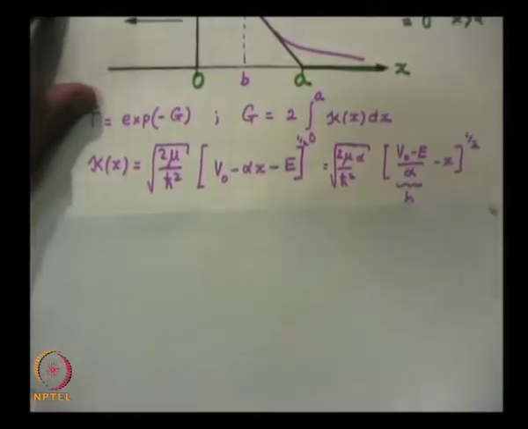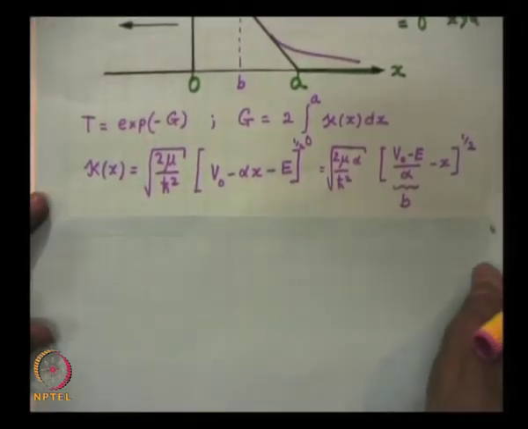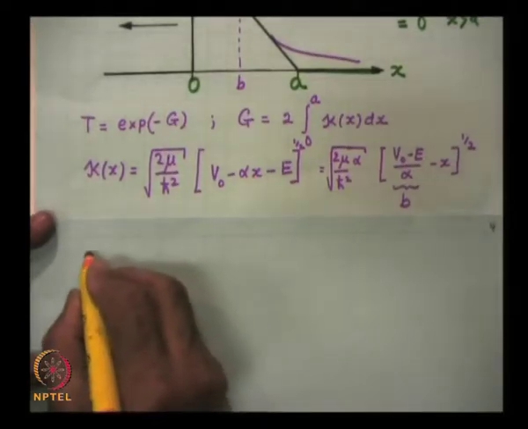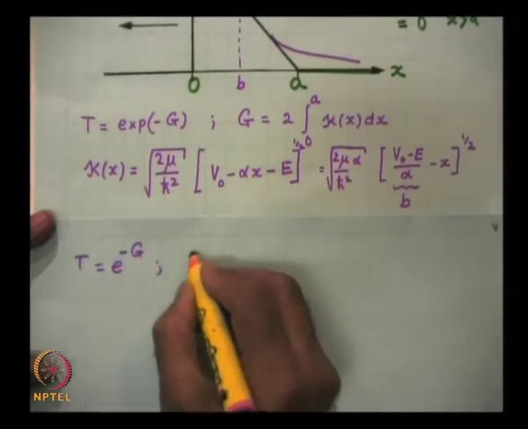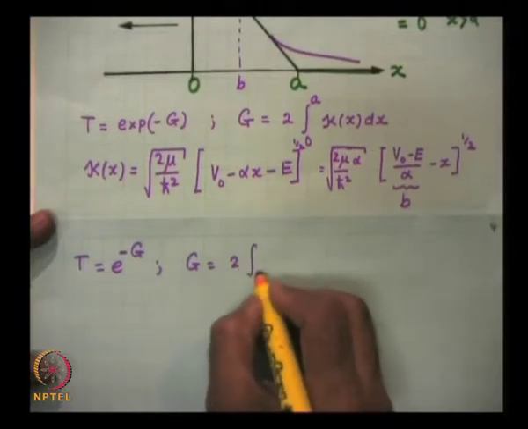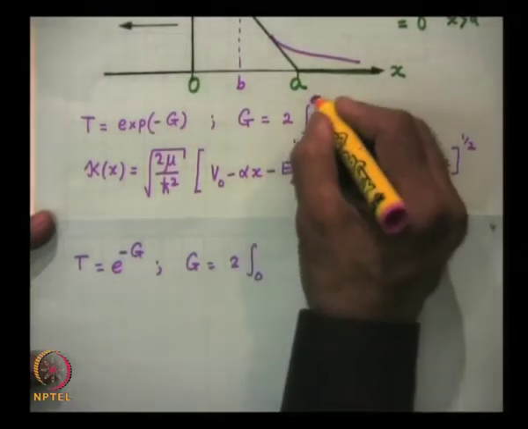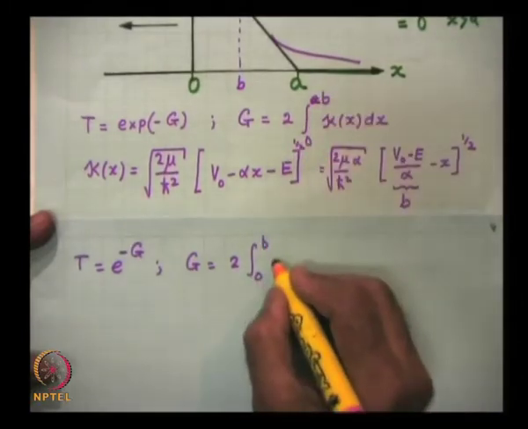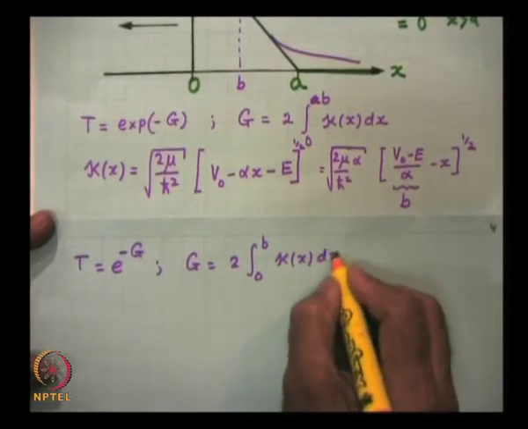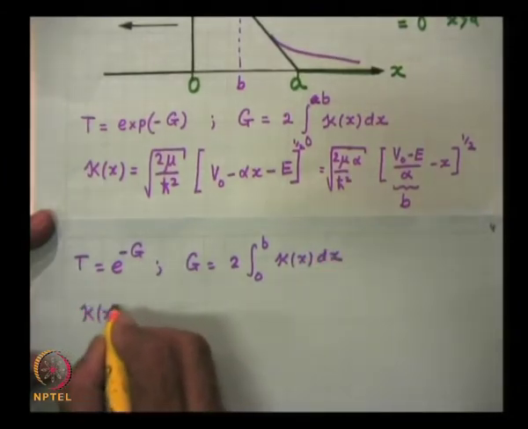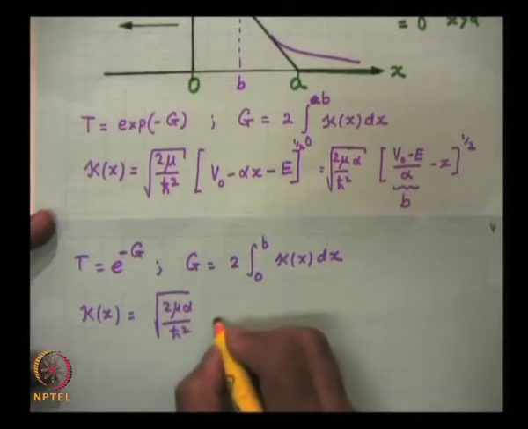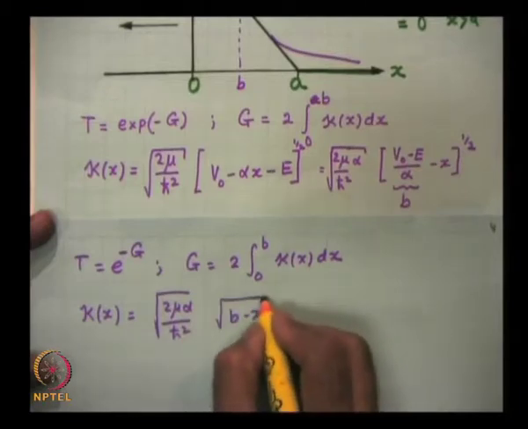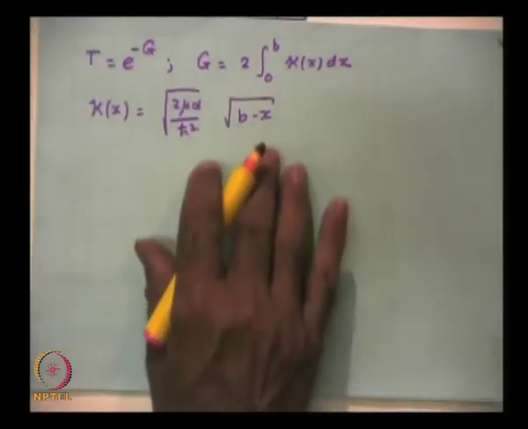So, let me write it down once again. T is equal to e to the power of minus g, where g is equal to 2 times the integral from 0 to, actually it should not be a, to the turning point b, of kappa of x dx, and my kappa of x is equal to the square root of 2 mu alpha by h cross square times the root of b minus x. So, the integration is really very simple.